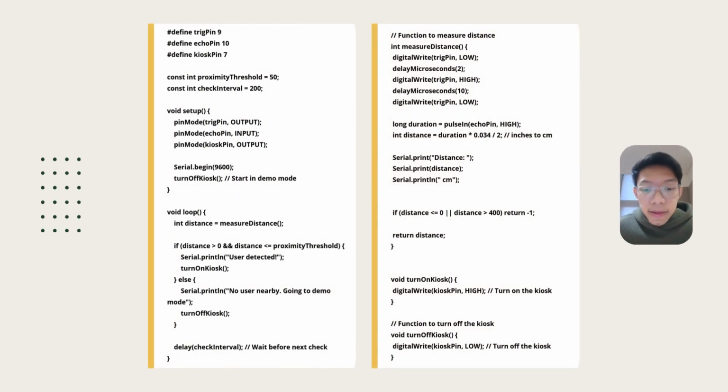This is the code for the proximity sensor. We have a proximity threshold of 50 centimeters and a check-in interval of 200 milliseconds. Then we set up the functions: a function for turning on the kiosk and one for turning off the kiosk. Then there is the function to measure the distance, and if we detect an object within the set distance, we execute turning on the kiosk; otherwise, it turns off the kiosk.